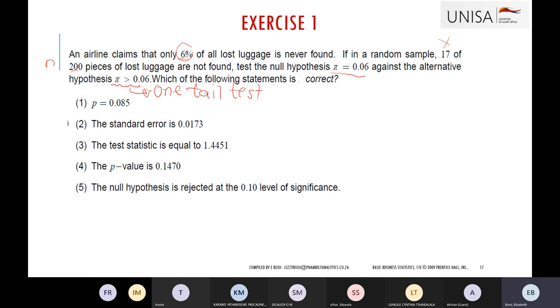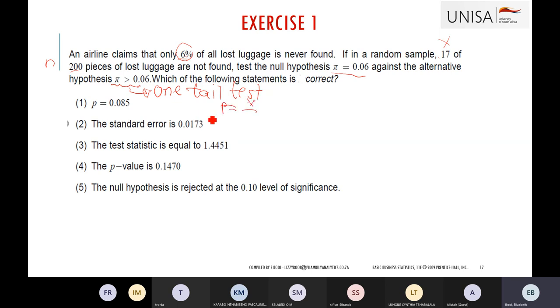If I scan through the options so that we don't waste a lot of time, I can see that they're asking for p, standard error, test statistic, p-value, and the null, and within the decision. So I can use the five steps of making a decision using the p-value. The first step was to state the null hypothesis and alternative hypothesis. They already stated that, so I don't have to worry about it. The second step is to state what you are given. We already somehow stated what we are given, but we can also calculate what P is.